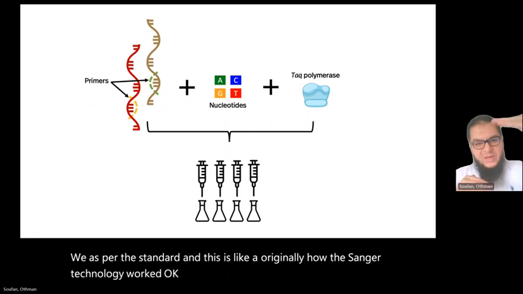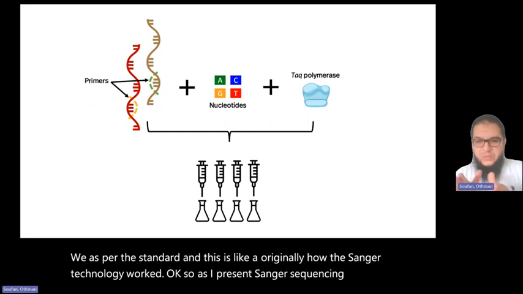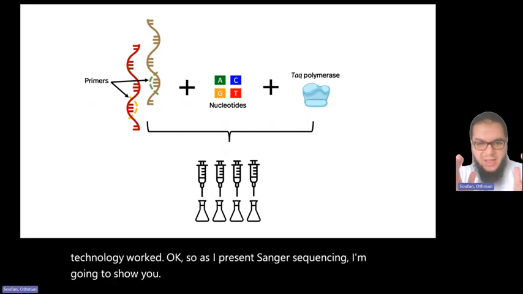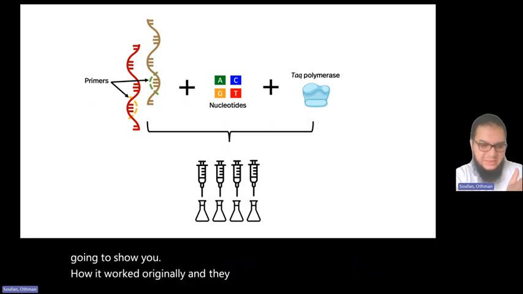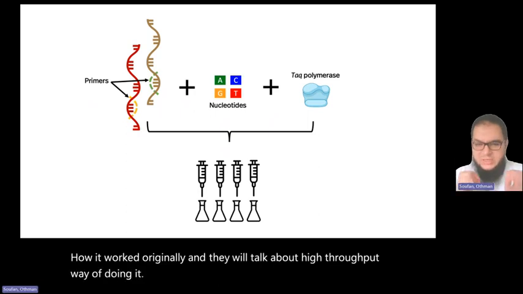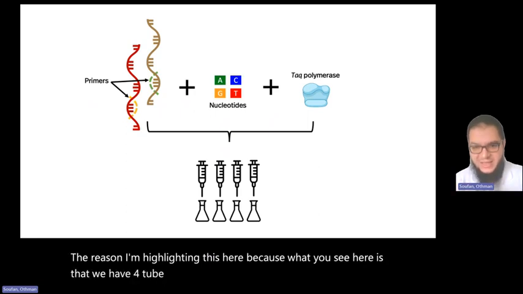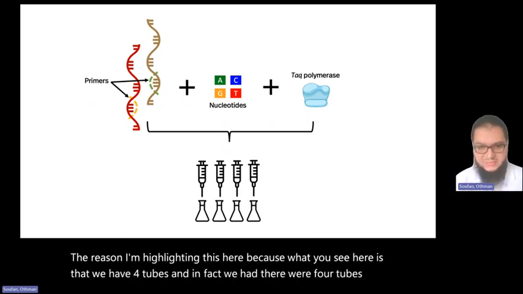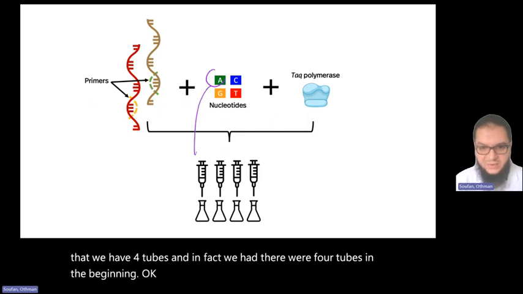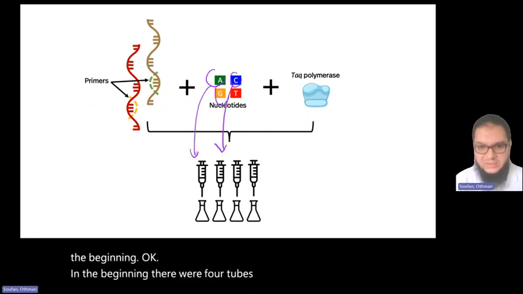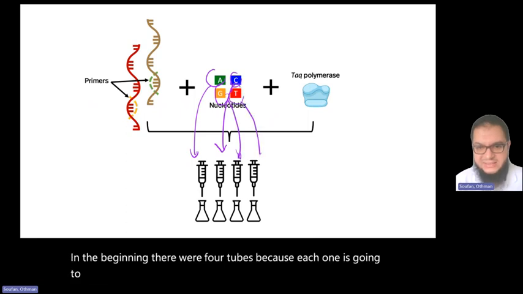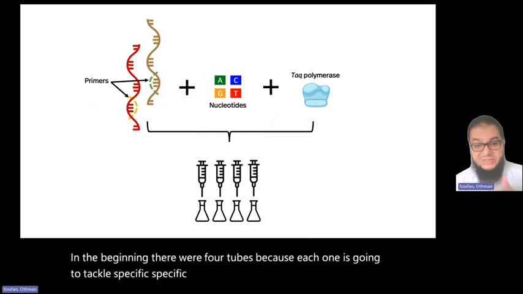Okay, so as I present Sanger sequencing, I'm going to show you how it worked originally, and then we will talk about the high throughput way of doing it. The reason I'm highlighting this here is that we have 4 tubes, and in fact there were 4 tubes in the beginning, because each one is going to tackle a specific nucleotide, specific color, and specific scanning.